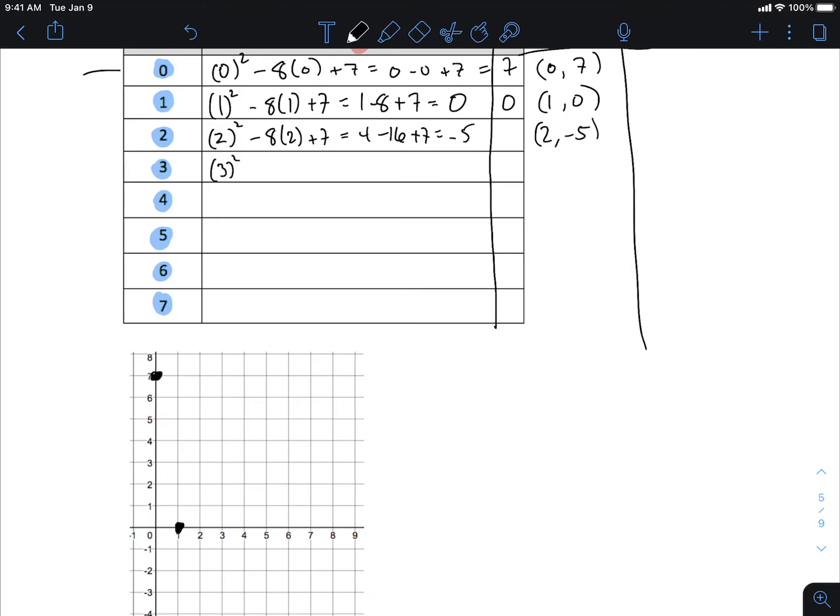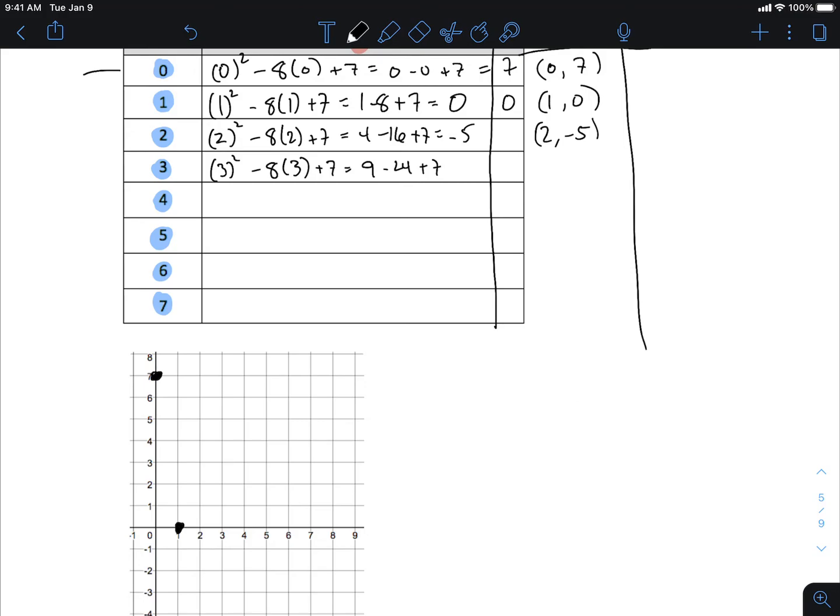3 squared minus 8 times 3 plus 7. And that's equal to 9, because 3 squared is 9. Or minus 8 times 3 is going to be minus 24 plus 7. Okay. Sometimes you can rearrange these. These start to get ugly for you, right? Or you can type them in the calculator too. It's going to do the math for you, right?